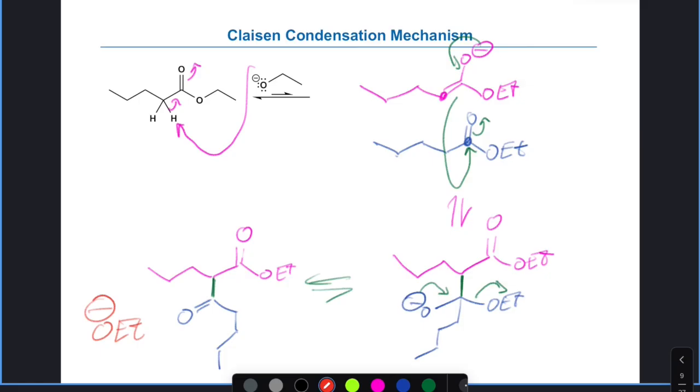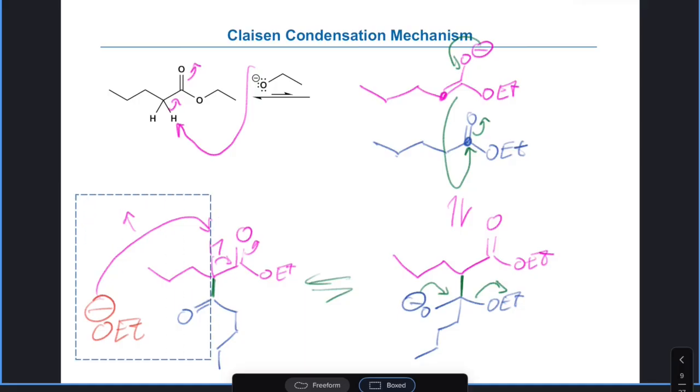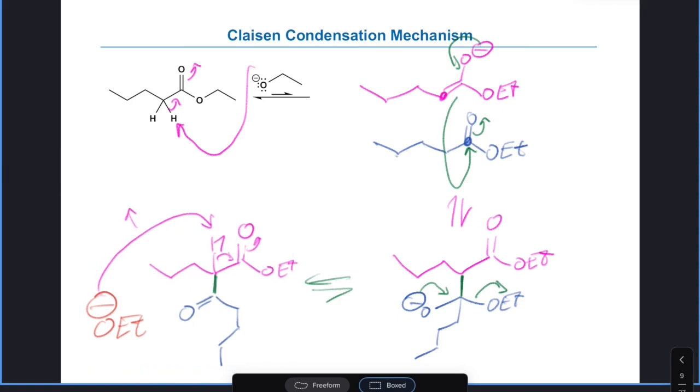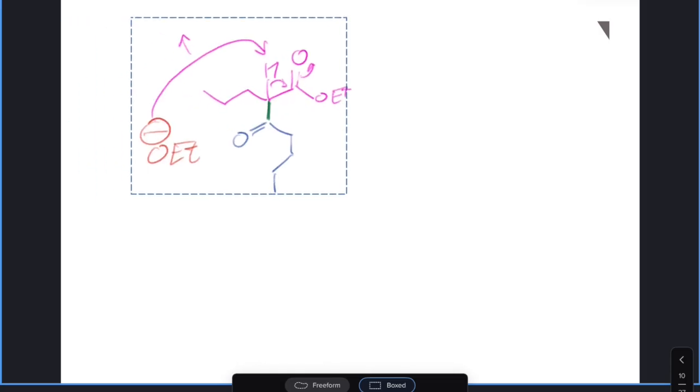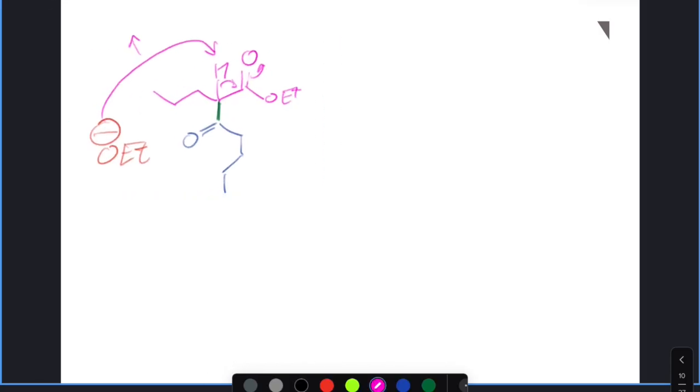And like we said, as soon as I do this, that proton is now in range. An acid-base reaction to kind of lock this in as the enolate structure is favorable. So I'm going to copy this. We'll take that to the next page. So here's our fragment.